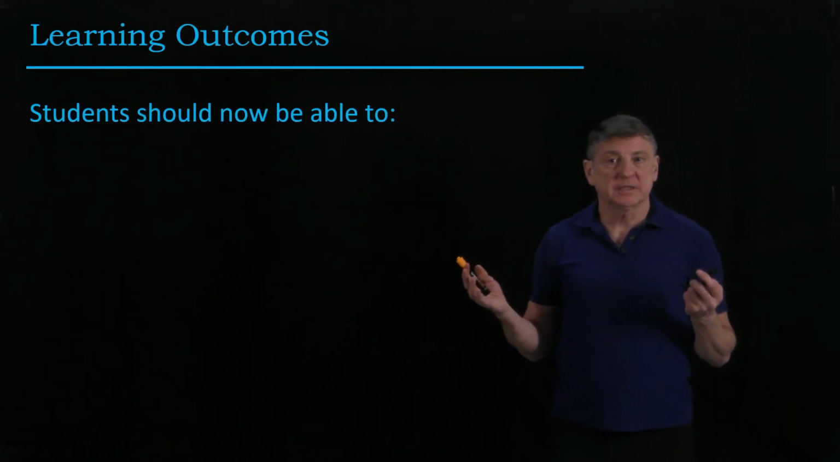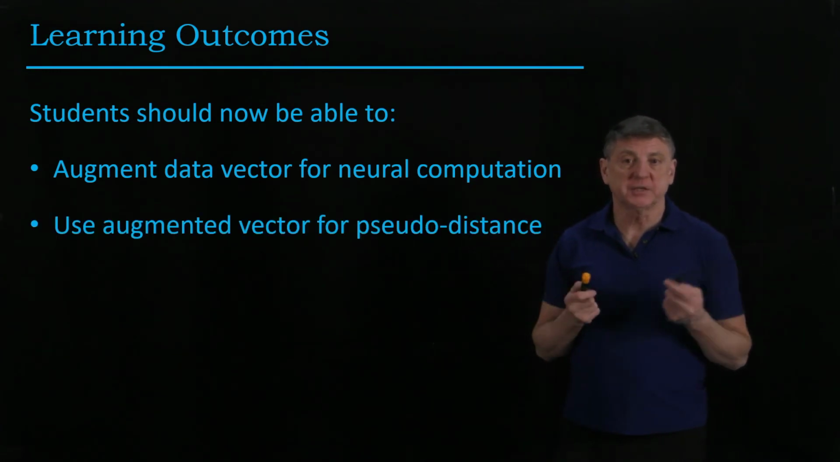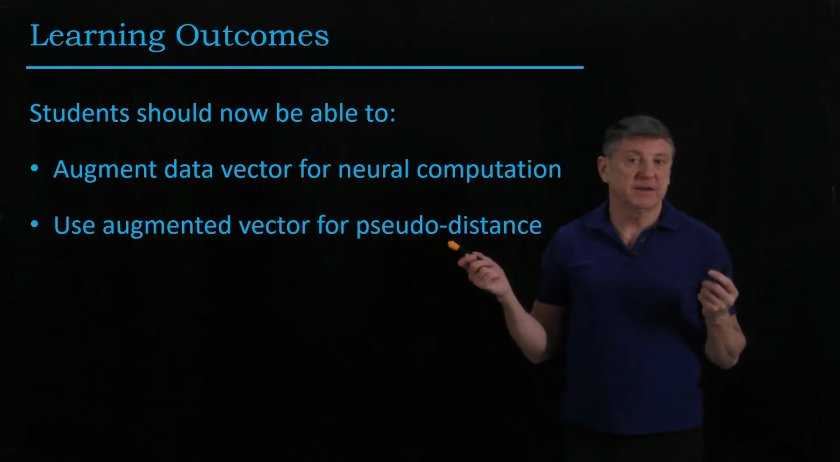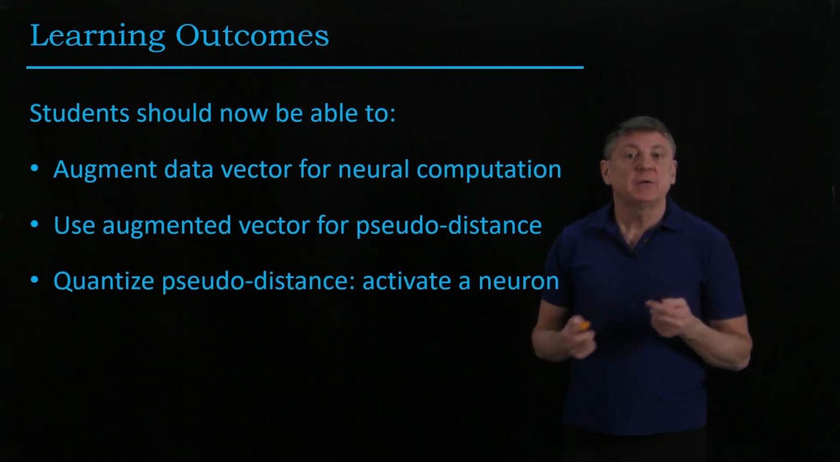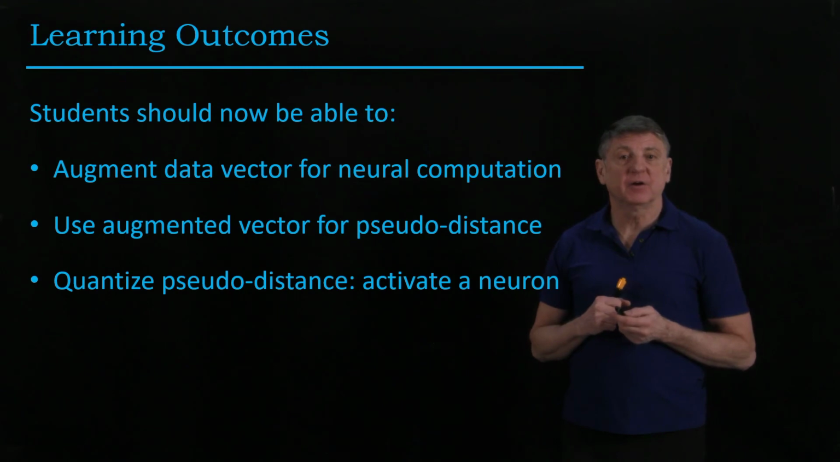What have we learned in this lecture? Well, we're now able to augment the data vector for neural computation. We can use this augmented data vector to compute a pseudo-distance, and we can quantize the pseudo-distance, which is the same as activating our artificial neuron.